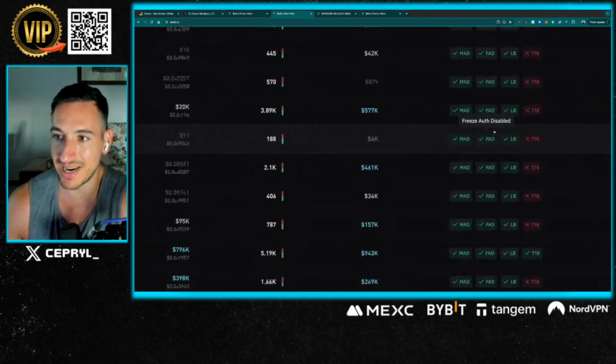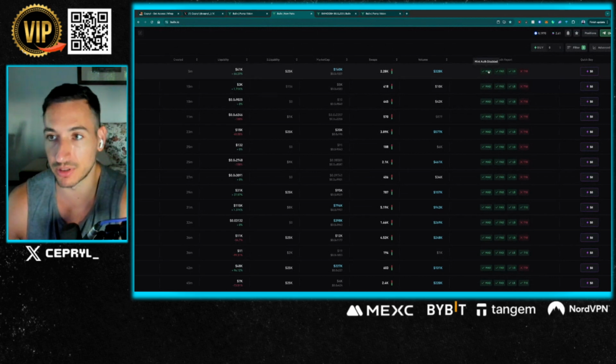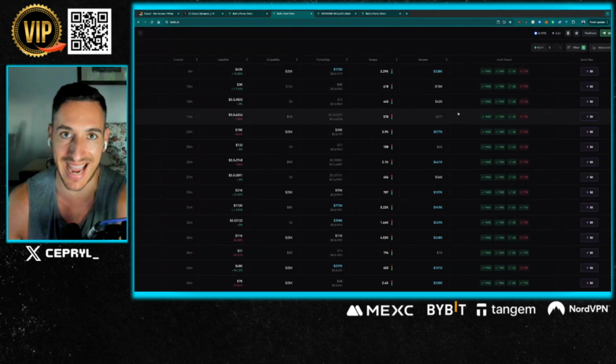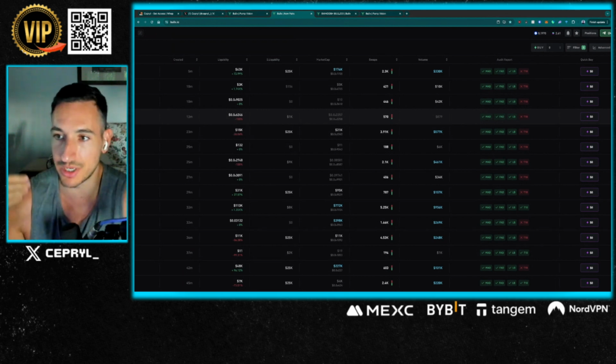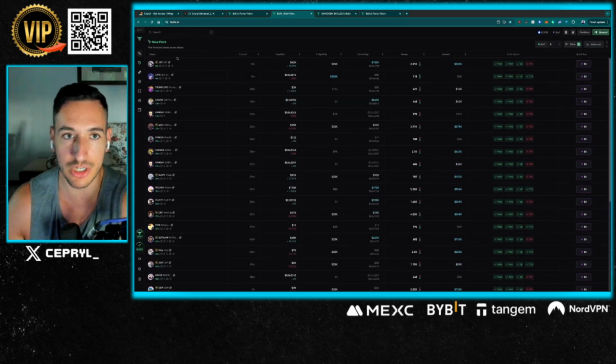Of course, I already have the filters here, but if I didn't have the filter here, I would probably see some of these that have the mint authority enabled. So if they can mint, it means that they can deploy new tokens, or maybe they can pause transactions, then maybe it's a honeypot. So all these checks, absolutely make sure that they are all set.